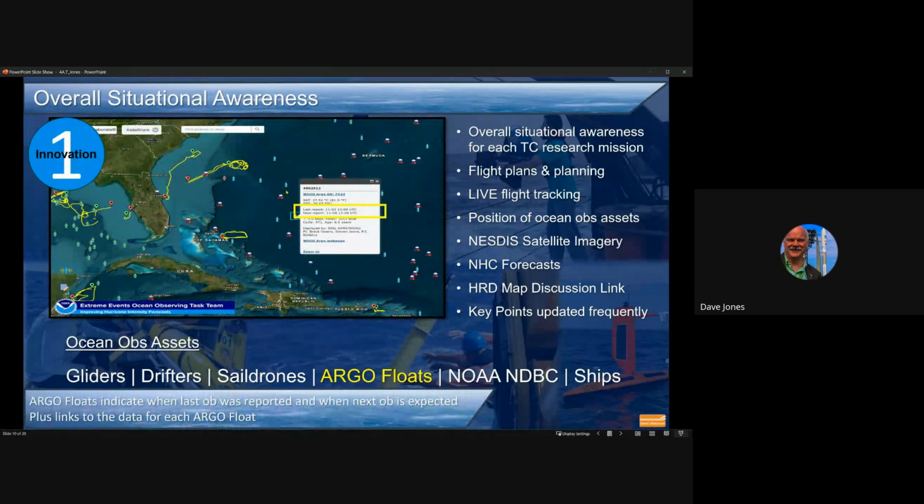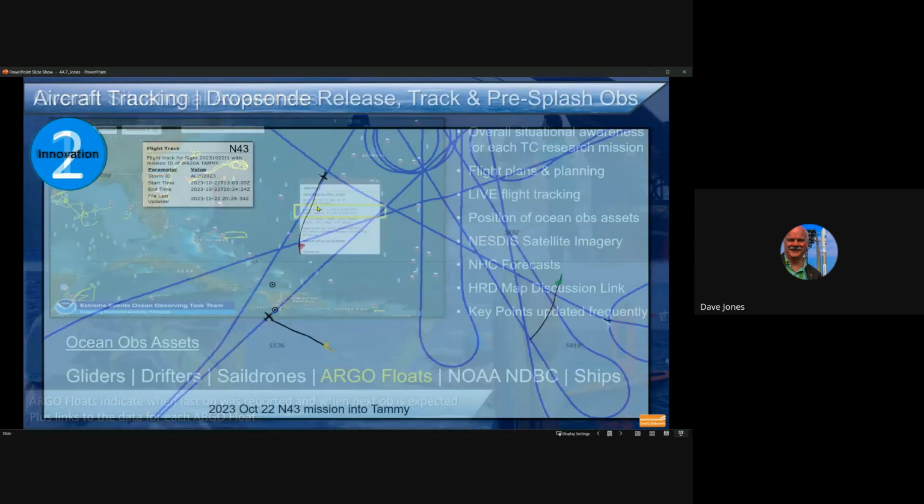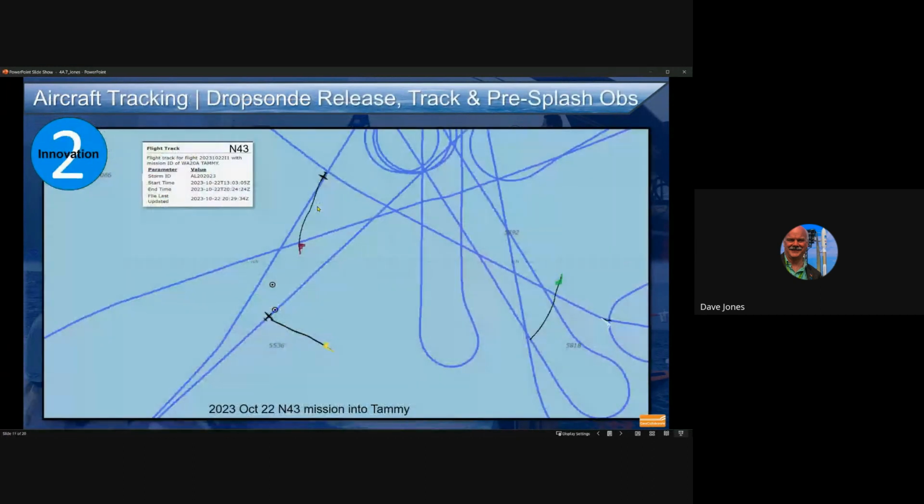And the cool thing about that is you can click on each Argo float and see when it last surfaced and reported and when the next expected report was going to be. This is really important for coordinating coincident drops if there were going to be any Argo floats coming up. The second innovation is this aircraft tracking, drops on release and track at pre-splash hubs.